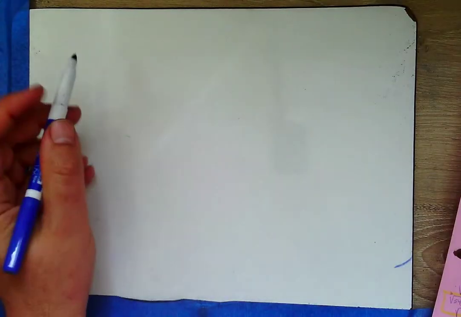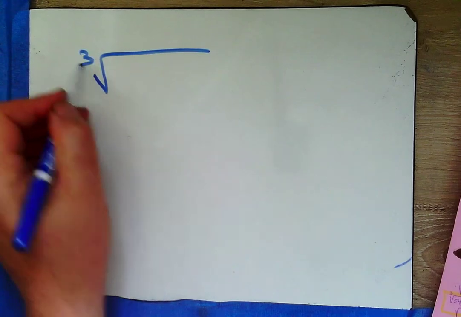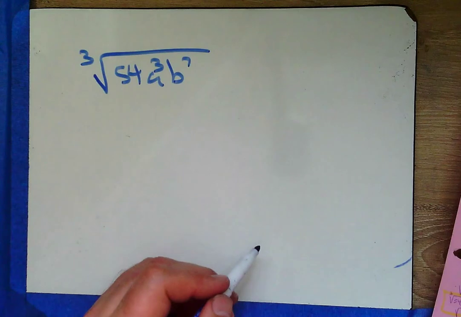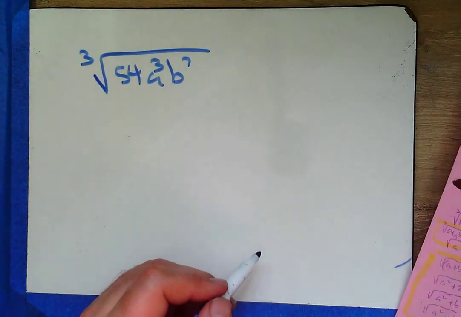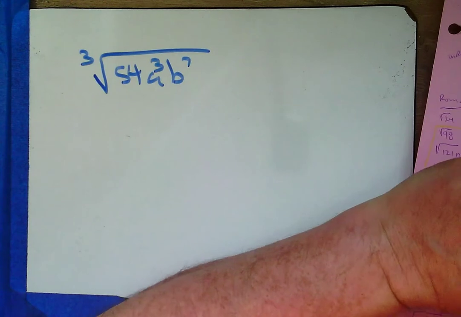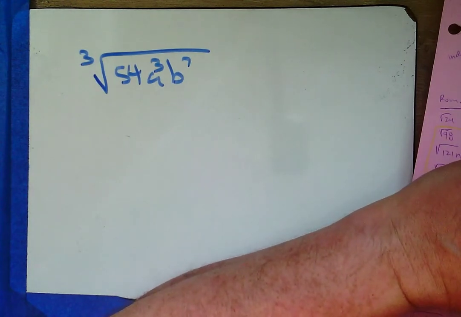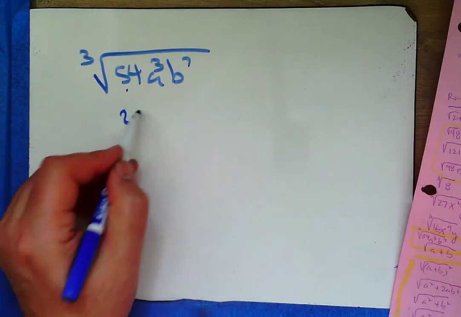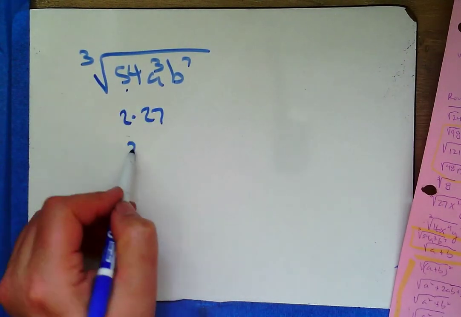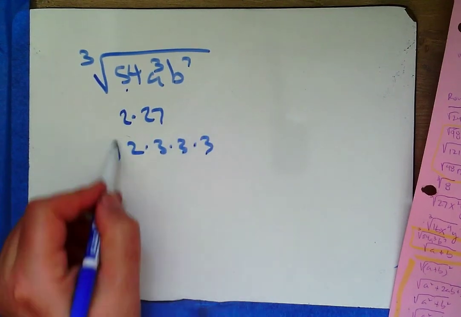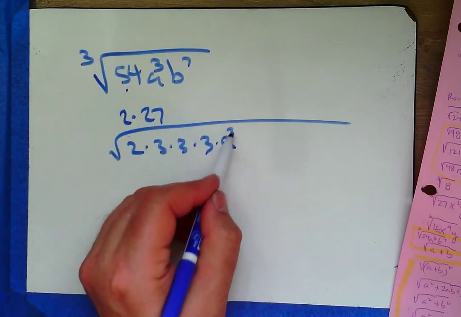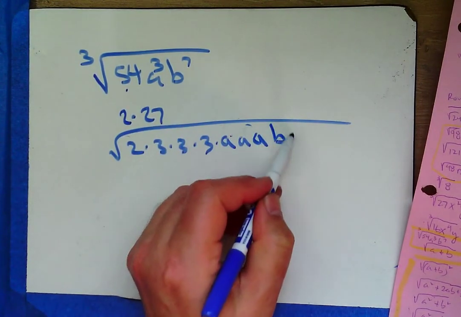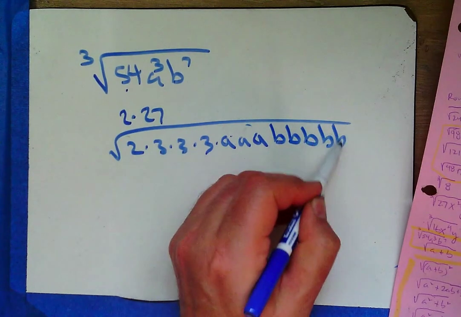How about this one? Cube root of 54 a to the third b to the 7th. So 54 breaks down into 2 times 27, and we know that 27 is 3 times 3 times 3. We've got a to the third, and b to the 7th. You know, I really don't enjoy writing these all out.